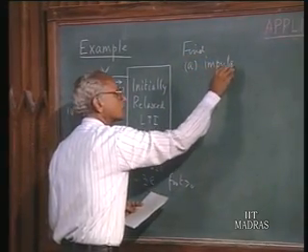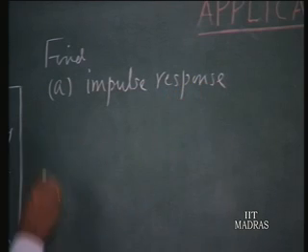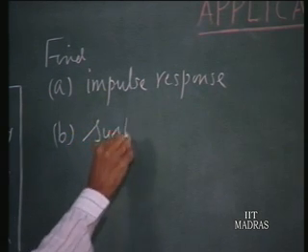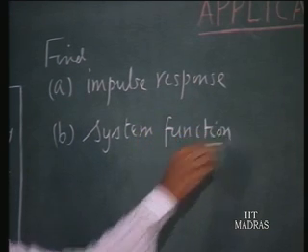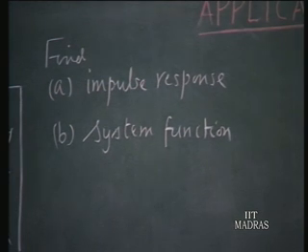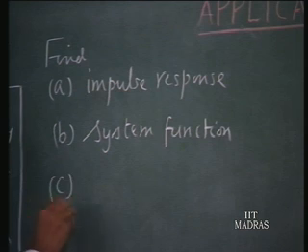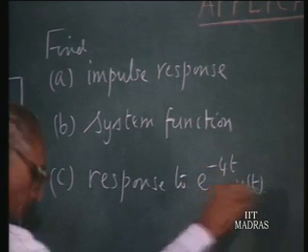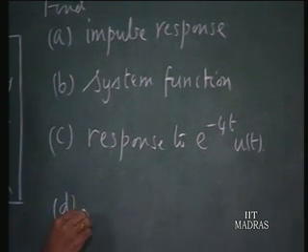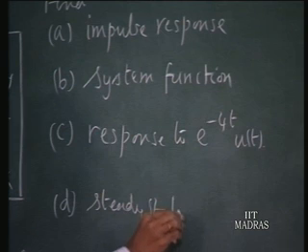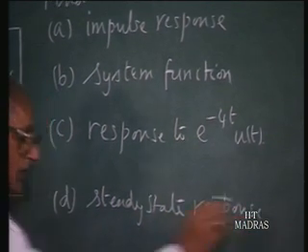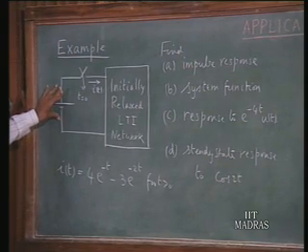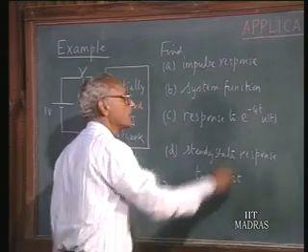The impulse response of the network. That means if the excitation is a unit impulse, what is the corresponding output? The system function, taking the input voltage as the input and the resulting current as the output. The response to an input which is e to the power of minus 4t u(t). And the steady state response to an input sinusoid cos 2t. Suppose a sinusoidal voltage is given to this network, what kind of steady state current you would get in these terminals? That is the question that is asked. So all these quantities are to be obtained.